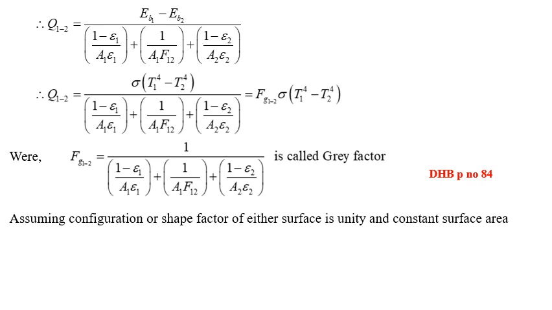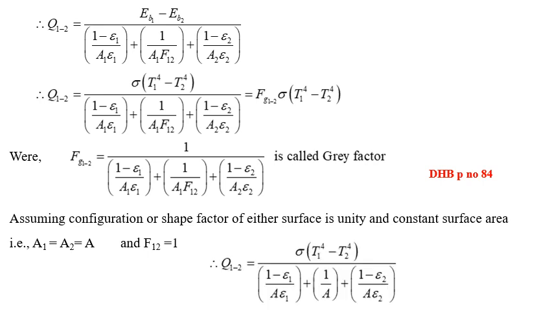So assuming the configuration or shape factor of either surface is unity and the surface areas are constant, then A1 is equal to A2 is equal to A, and F1 to 2 is equal to 1. Therefore we can write Q1 to 2 is equal to sigma (T1 to the power 4 minus T2 to the power 4) divided by [(1 minus epsilon 1) by A epsilon 1, plus 1 by A, plus (1 minus epsilon 2) divided by A epsilon 2]. This is the final equation to find the amount of heat transfer from 1 to 2.